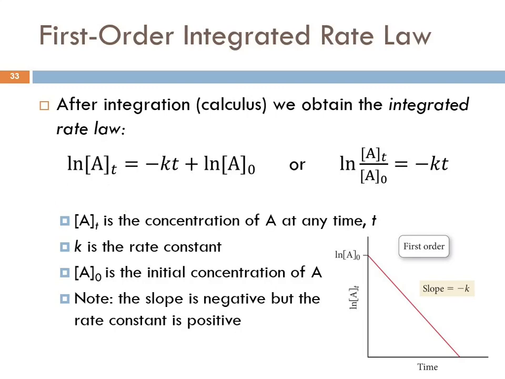And I think it was question 112 at the end of the chapter actually shows the steps in how they do it. But you end up with this, which is called the integrated rate law. So the natural log of the concentration at some time t is equal to the negative of the rate constant times that time t plus the natural log of the initial concentration of A. It can also be shown in this form.